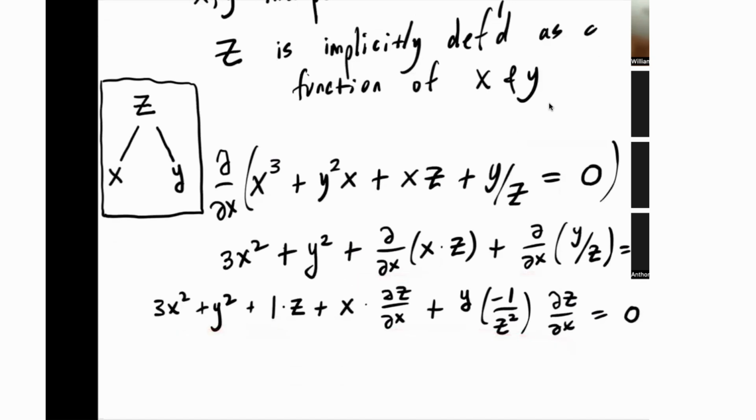The last part would be we want to solve for dz/dx, so I want to collect together everything involving dz/dx on one side. I've got x and then minus y over z squared times dz/dx. And then the rest of the stuff doesn't have dz/dx in it, so I'll move that to the other side. Get minus 3x squared minus y squared and then minus z.